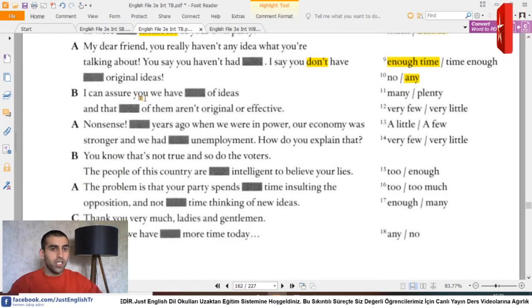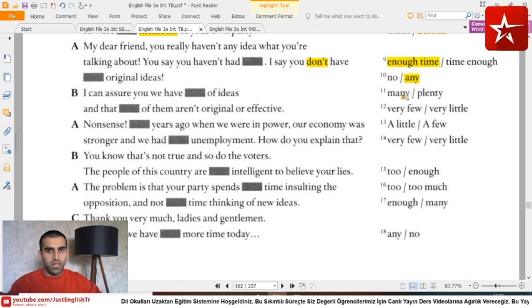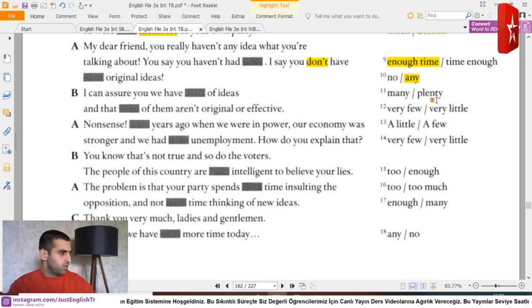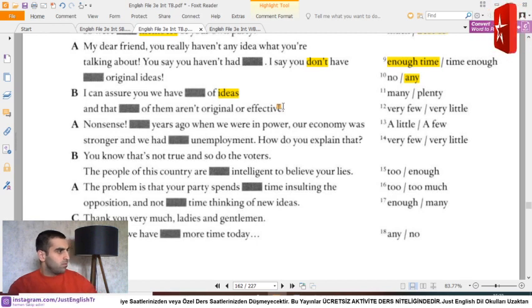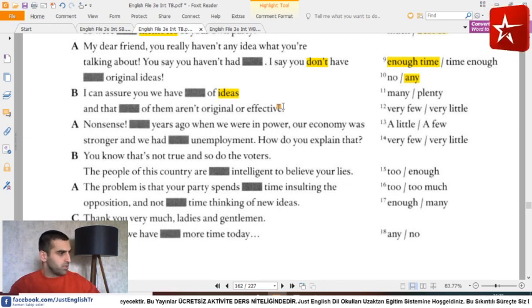Next one, I can assure you have blah blah blah many or plenty of ideas. Which one is correct? Look at here, ideas. Many ideas or plenty of ideas. Which one is correct? Do you think many is correct or plenty is correct? Be careful with the answers.